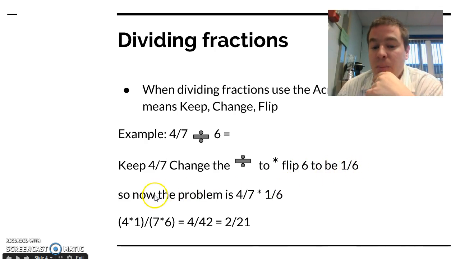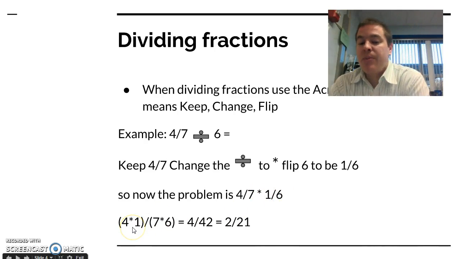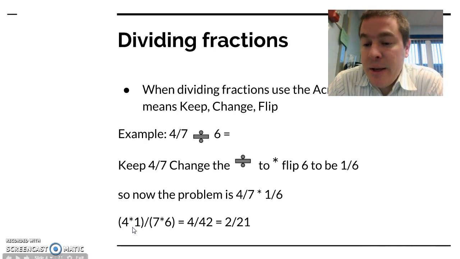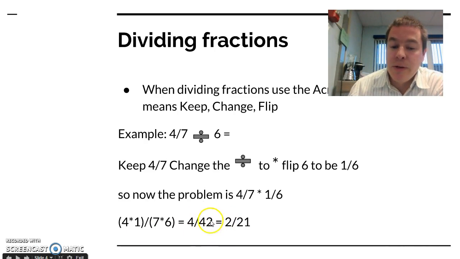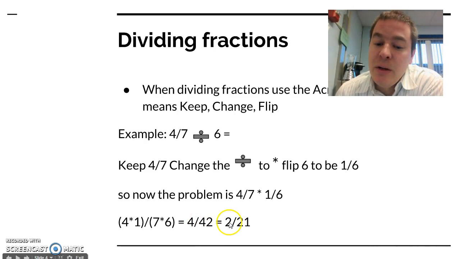All right, so now the problem is no longer 4/7 divided by 6, but now the problem is 4/7 times 1/6. Then we multiply the numerators, 4 times 1, and multiply the denominators, 7 times 6, so you get 4/42. All right, 4/42. Then we have to reduce. 2 goes into both of them, so 2/21 is our answer. All right.